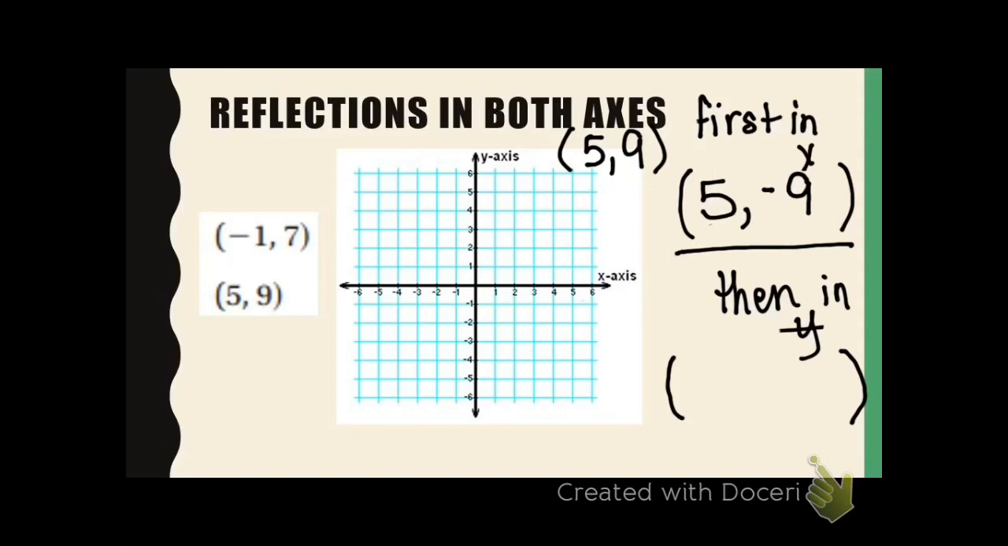Okay, how many of you got -5, -9? If you did it right, your y stays the same. Your x, you change the sign in front of it. And this would be your final answer. Okay?